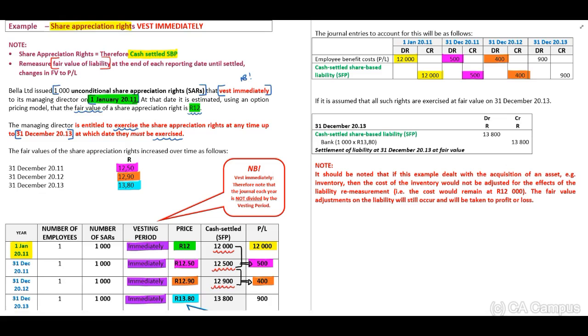Now let's have a look at our journal entry on 31 December 2013 when we assume that all the rights are exercised at fair value. Now the fair value on this date is 13 Rand 80. Therefore, when they exercise the right, we need to clear our liability account and we need to pay to our director. Therefore, our bank will be credited.